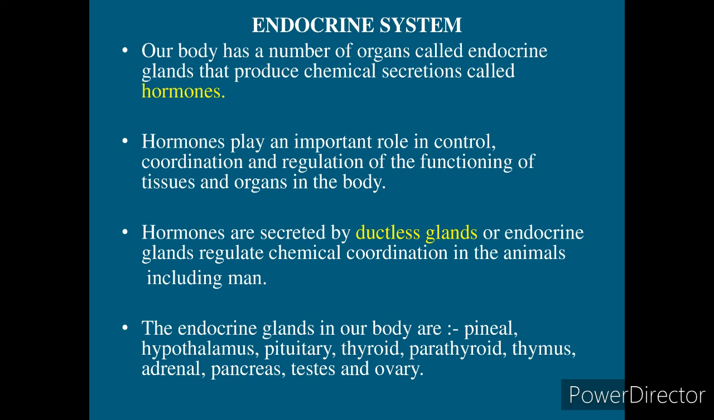As you know, man is a social animal. The endocrine glands in our body include, here are some examples: pineal gland, hypothalamus, pituitary gland, thyroid, parathyroid, thymus, adrenal, pancreas, testes, and ovary. These are some of the examples of endocrine glands.